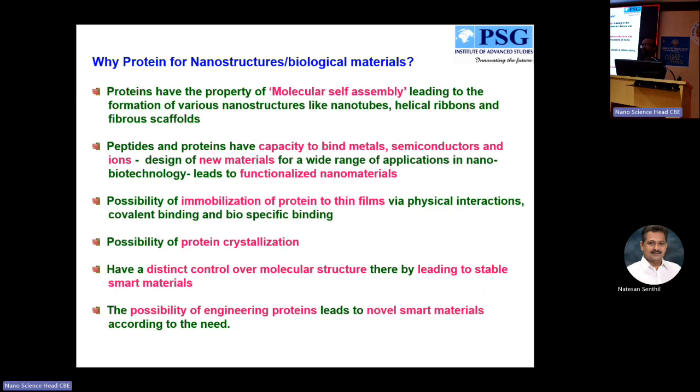So there is a possibility to arrange nanomaterials over a protein nanostructure, which itself is a nanostructure. Okay, so nano double, you get a double layer of nano, one organic and another inorganic. Okay, immobilization of proteins to thin films. So it gives you a lot of opportunities. Protein crystallization is one more thing.